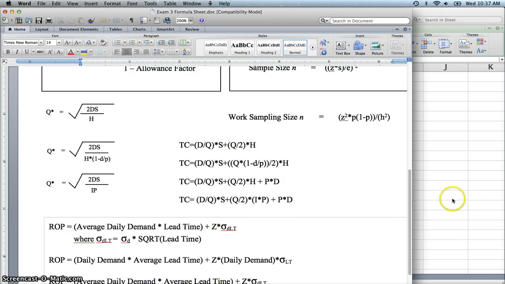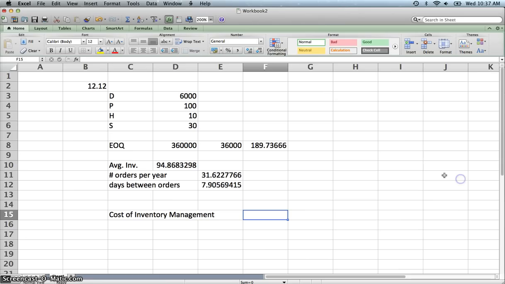Let's go ahead and use that top formula just to figure out the cost of managing the inventory. I'm going to do this in two parts so that you can see that these numbers are equal to each other. As we said, we are going to order 31.62 times. That's the number of orders. Remember, we calculated that by taking the demand and dividing it by our economic order quantity, and that meant that we're going to order 31 times.